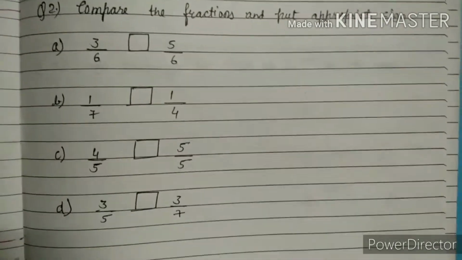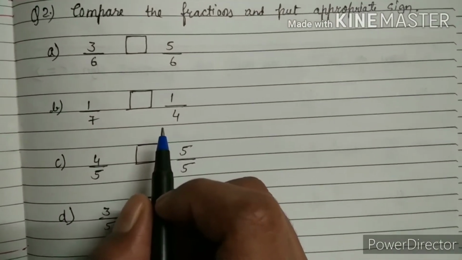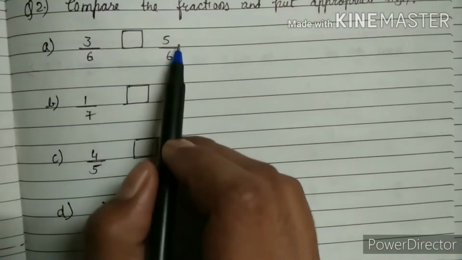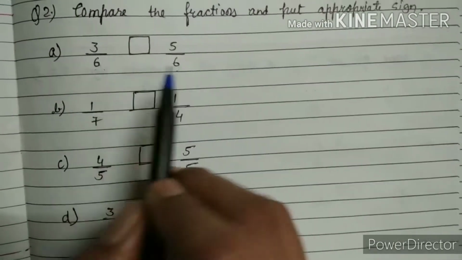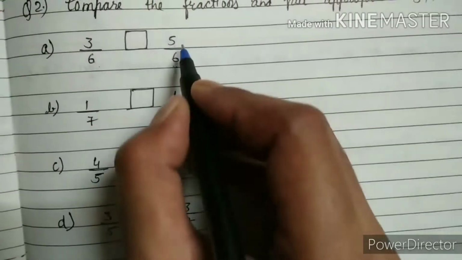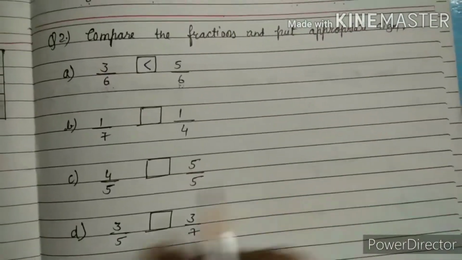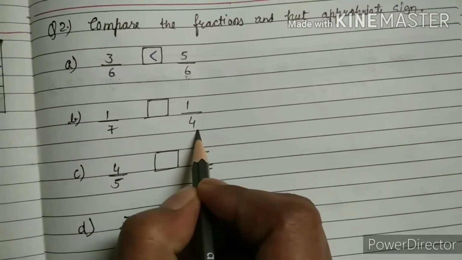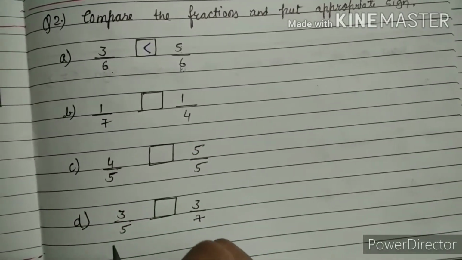Now question number 2. Compare the fractions and put the appropriate sign. Now here 3 by 6 and 5 by 6. Denominator same, so whose numerator is greater? Here 5 is greater than 3. It means 5 by 6 is greater. Second one is 1 by 7, which we compare with 1 by 4. You can see both have different denominators.